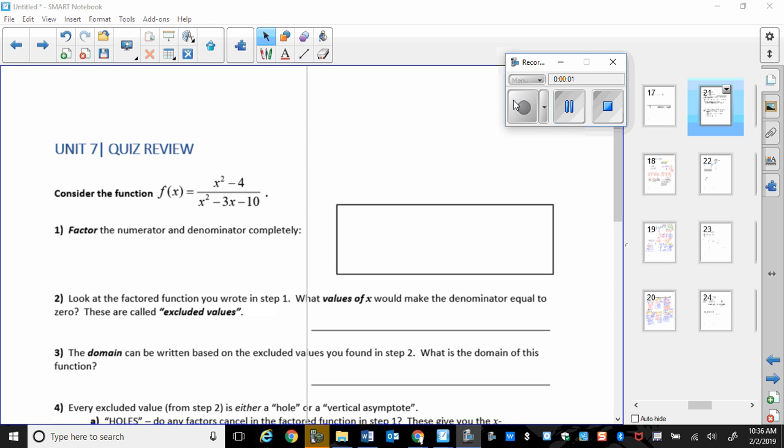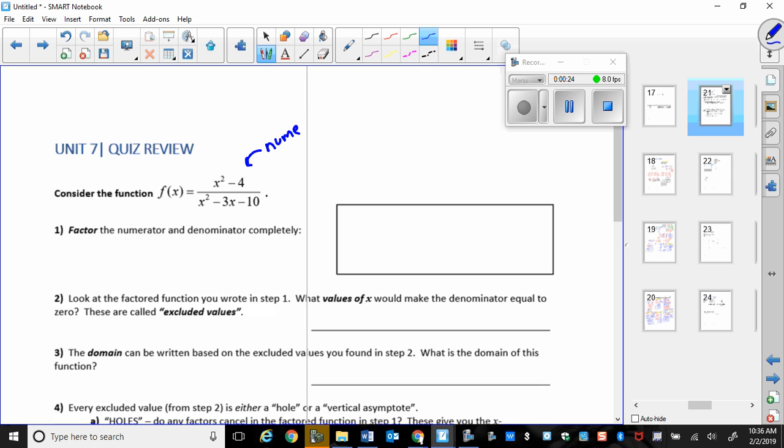All right. So this is the review for the quiz. The first thing they're going to have in the quiz is you're going to have to consider a function, and then you're going to have to factor the numerator and the denominator completely. So the first portion, the top portion, the numerator here, is the difference of two squares.